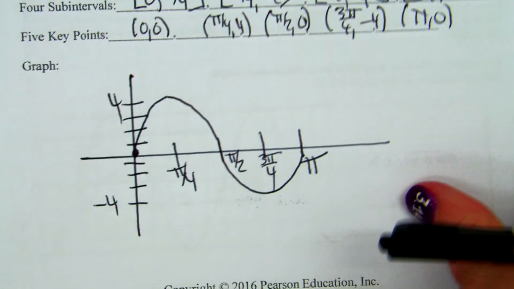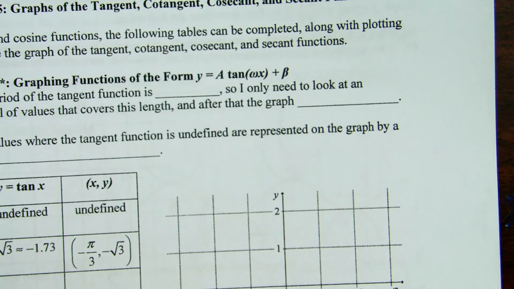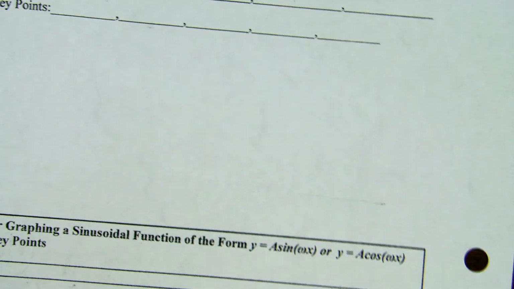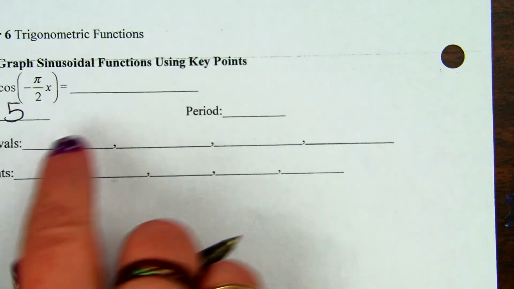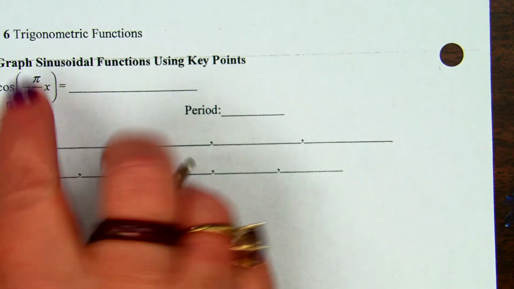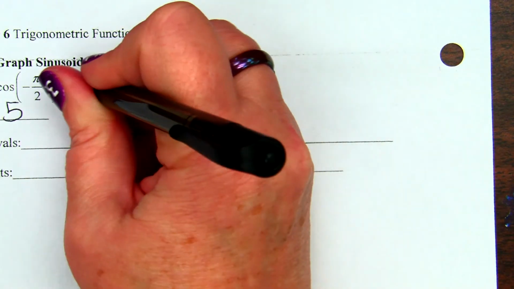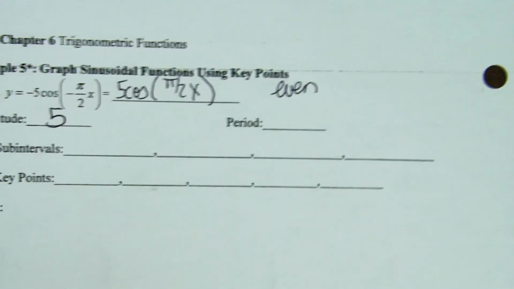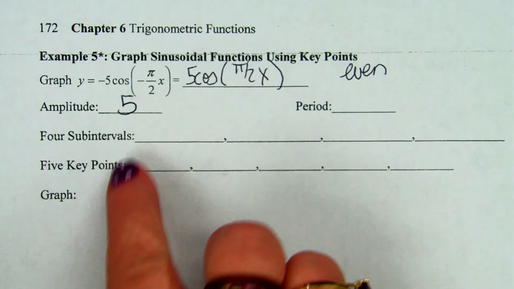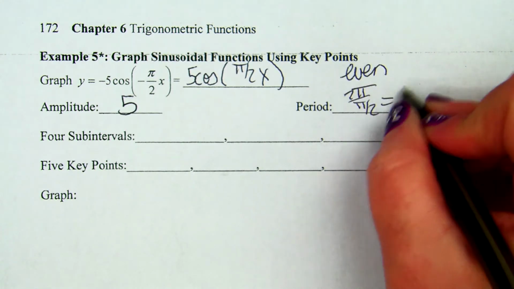And our last page, I promise tomorrow won't have a lot of notes. It'll just be a little bit of graphing. The last page is right here. The amplitude is 5. This has a negative inside and it's even, so the negative disappears. Cosine, 5 cosine pi over 2 x, because it's even. Amplitude is 5. Period is 2 pi over pi over 2, which is 4.